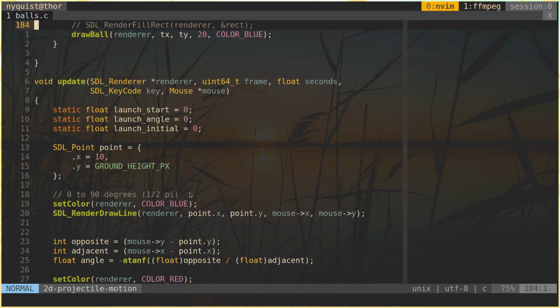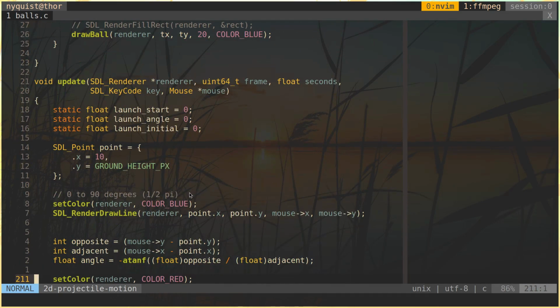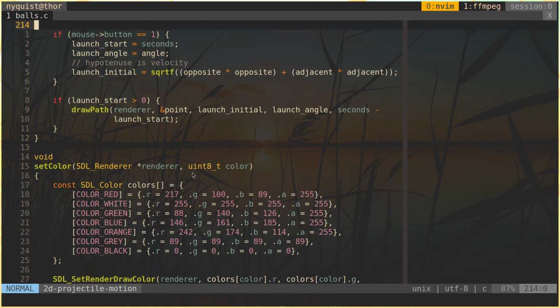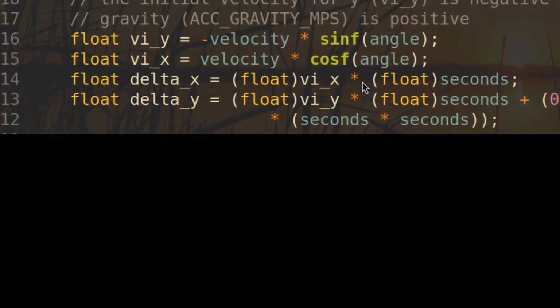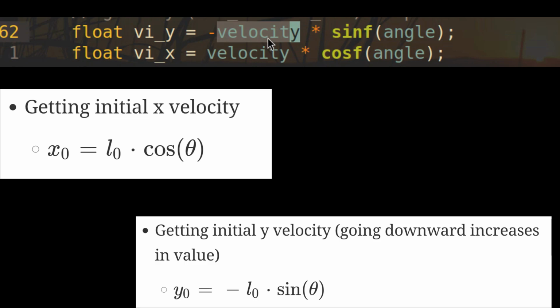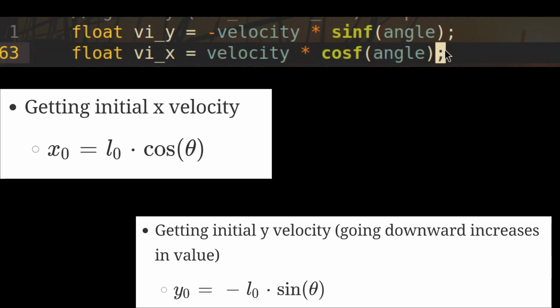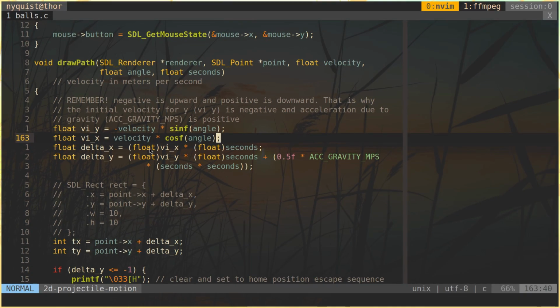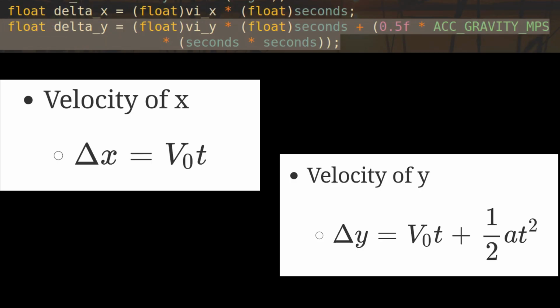We have draw path and update. Update just happens as the game progresses, or as the program progresses. So draw path is getting that initial velocity that we've seen before, right here, if we remember that formula, and it's getting the initial x velocity that we've seen before. And then we're going to use our formula for delta x right here. Then we're going to use our formula for delta y.